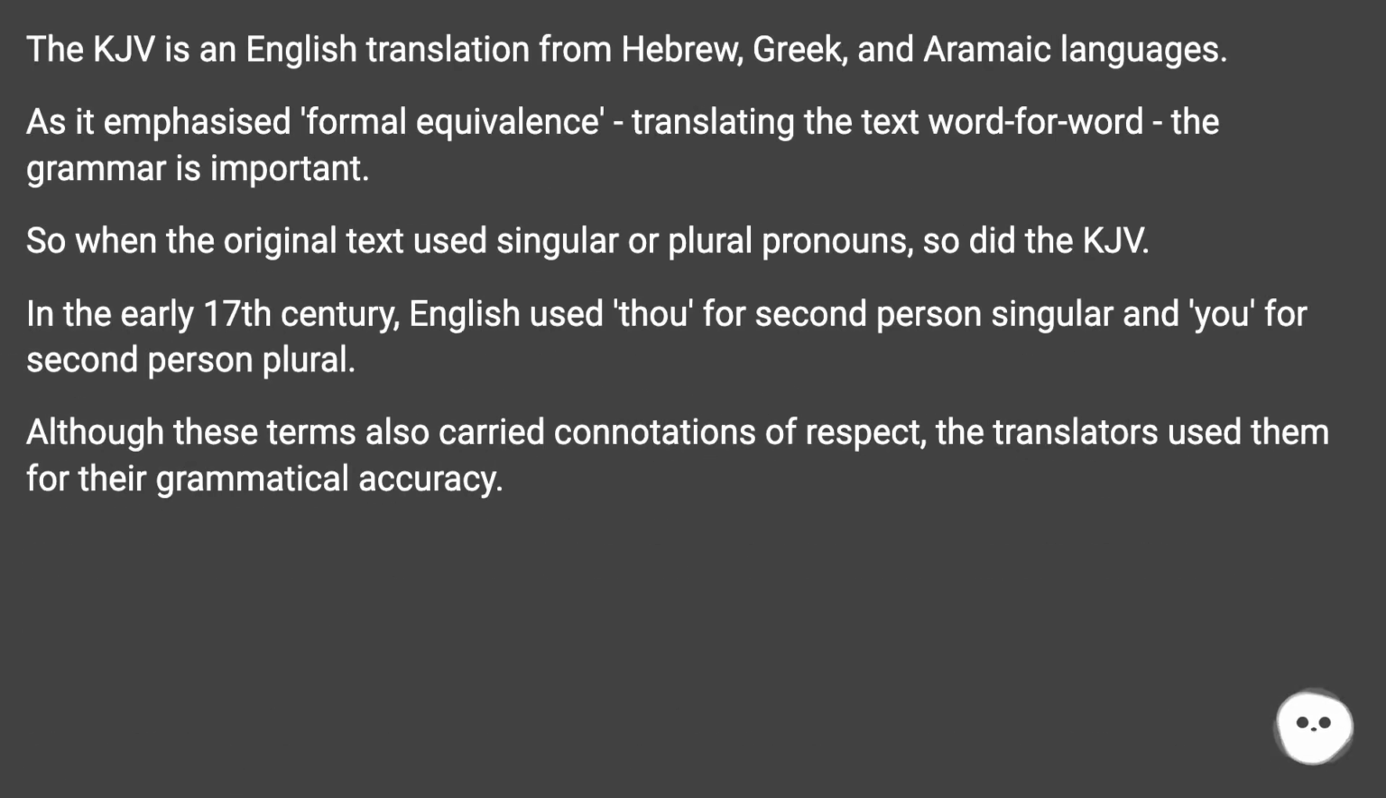The KJV is an English translation from Hebrew, Greek, and Aramaic languages. As it emphasized formal equivalence, translating the text word for word, the grammar is important. So when the original text used singular or plural pronouns, so did the KJV. In the early 17th century, English used thou for second-person singular and you for second-person plural. Although these terms also carried connotations of respect, the translators used them for their grammatical accuracy.